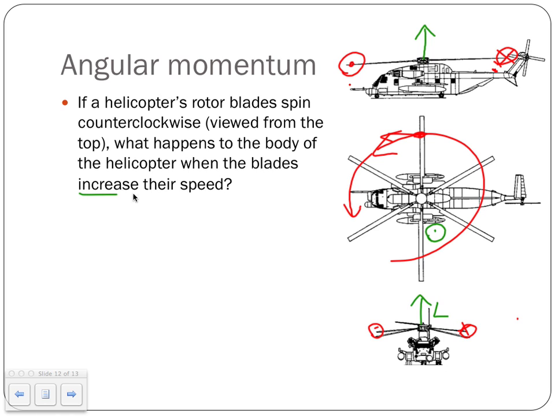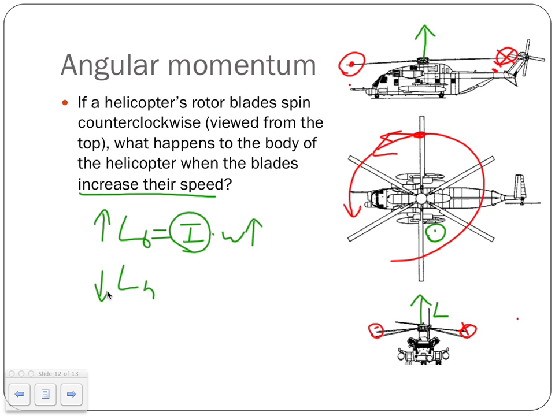Now in this case it says the blades are going to increase their speed, and if they speed up, they're going the same direction. That means that since our angular momentum is I omega, we have not changed anything about the moment of inertia of the blades. They weigh the same amount, their distribution is in the same place, but we have made omega go up. Since we're not changing I and we're making omega go up, the angular momentum of the blades must go up. Now the problem is that the total angular momentum of the whole helicopter has to stay the same. And so if we make the angular momentum of the blades go up, then we would have to make the angular momentum of the whole helicopter go down by the same amount to compensate for it.